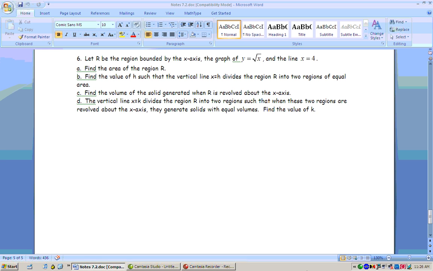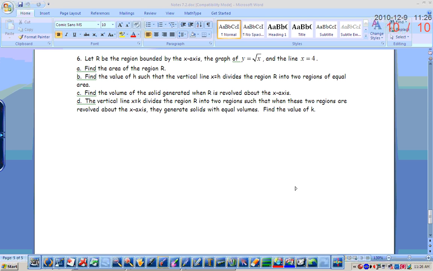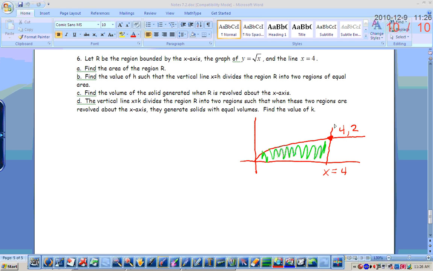Okay, we're going to skip number 5 and go on to number 6. All right, let R be the region bounded by the x-axis, the graph of root x, and the line x equal 4. All right, so root x, the x-axis, and x equal 4. What is this point of intersection right here? 4, 2. I don't know if we need that, but I just felt the need to put it down.